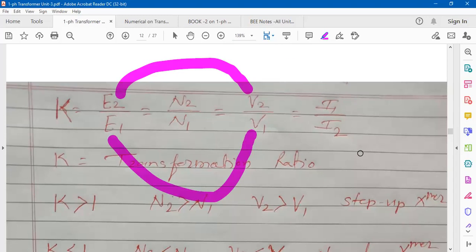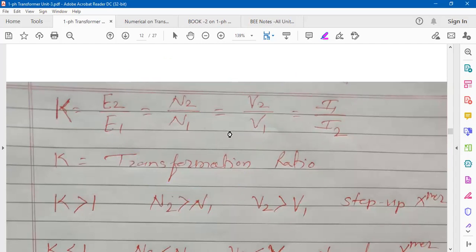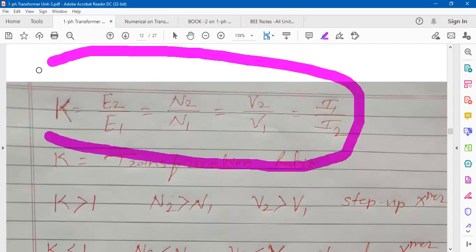So whenever it's a no load condition, then you can say E2 is equal to V2 and E1 is equal to V1. Okay, so when the transformer is at no load condition, you can use this formula. K is equal to E2 by E1 is equal to N2 by N1 is equal to V2 by V1 is equal to I1 by I2.